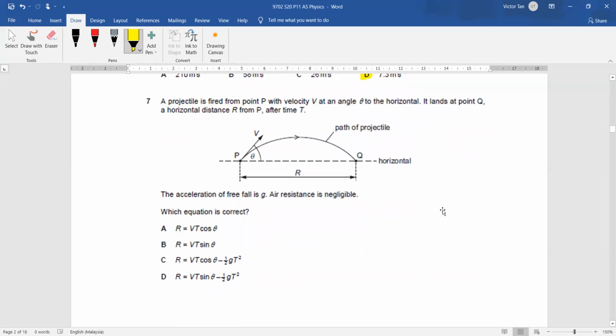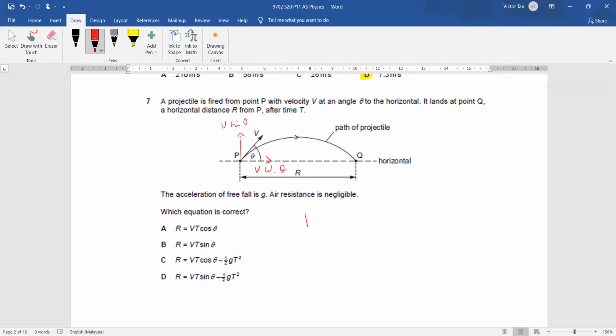A projectile is fired from point P with velocity v at an angle of theta to the horizontal. It lands at the point Q. The horizontal distance from P is R after time T. The acceleration of free fall is g. Air resistance is negligible. Which equation is correct? You can either memorize the formula for the range, or you can work it out. This is v sine theta, and this is v cos theta.